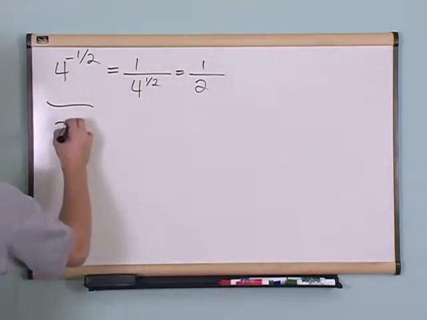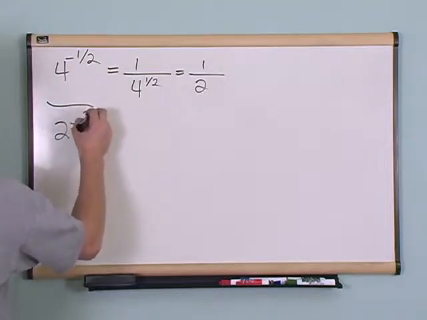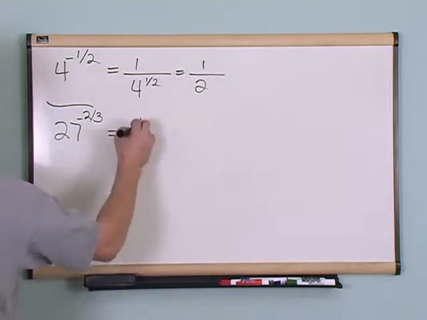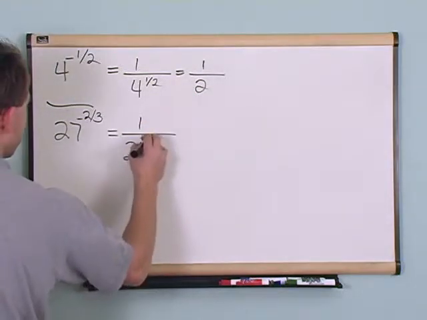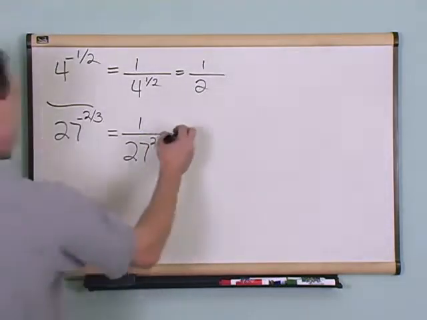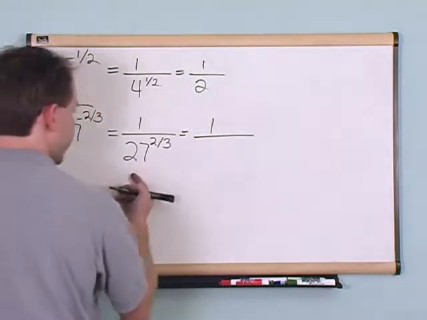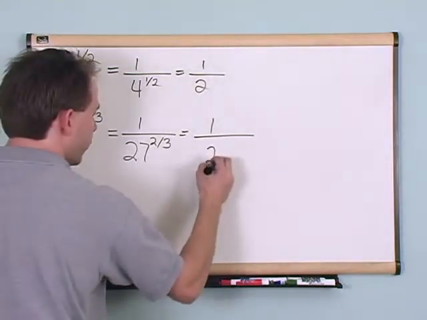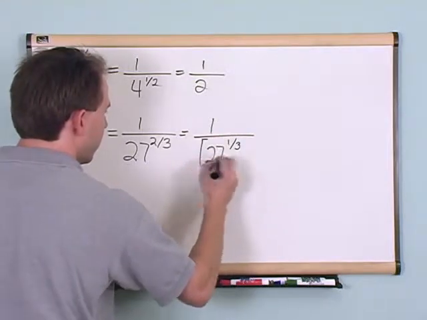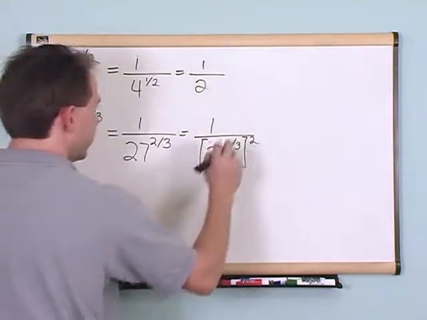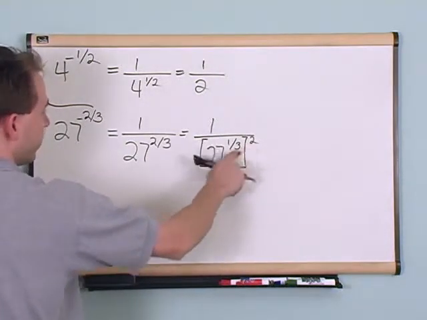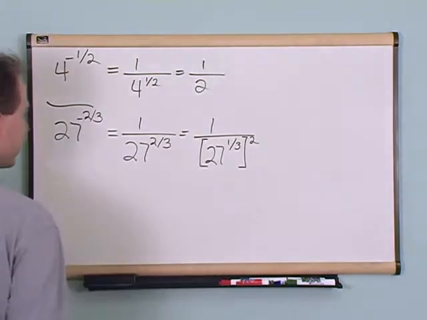If you have 27 to the -2/3, like this, again, your first reflex should be, well, that's fine. Let me put it on the bottom, 27 to the 2/3. Okay? But I also told you from the last section that I can rewrite this as 27 to the 1/3 all raised to the second power. You see how that goes? Because 2 times 1/3, because it's an exponent raised to an exponent, 2 times 1/3 gives me 2/3, so I can split it up like this.